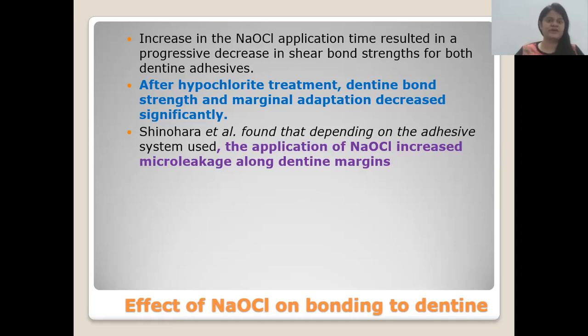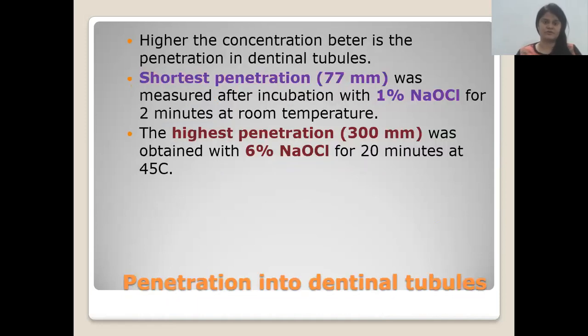So an increase in sodium hypochlorite application time resulted in a progressive decrease in the shear bond strength for both the dentin adhesives. After hypochlorite treatment, dentin bond strength and marginal adaptation have significantly decreased. Shinohara et al. found that, depending on the adhesive system used, the application of sodium hypochlorite also increases the magnitude of microleakage along the dentin margin. So it has a deteriorating effect on the bond strength of the dentin. So obviously, whenever you are using some irrigant solution, try to use saline as a final irrigant to remove all the effects of the sodium hypochlorite.